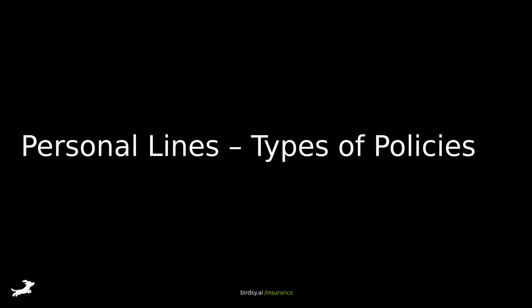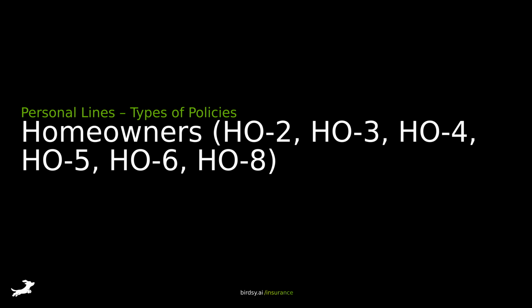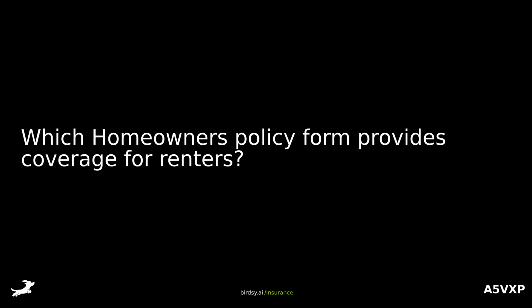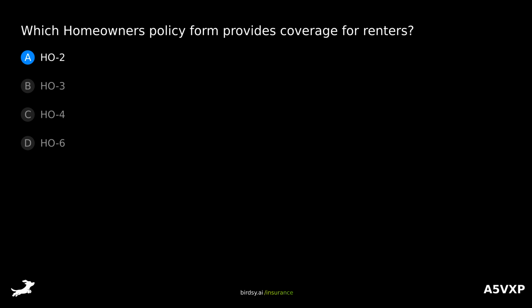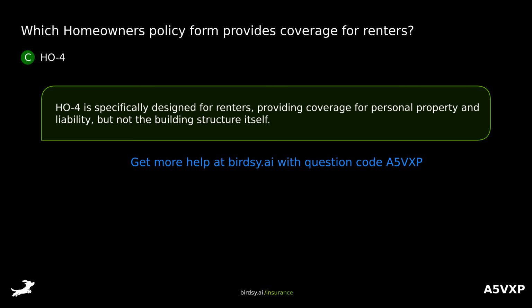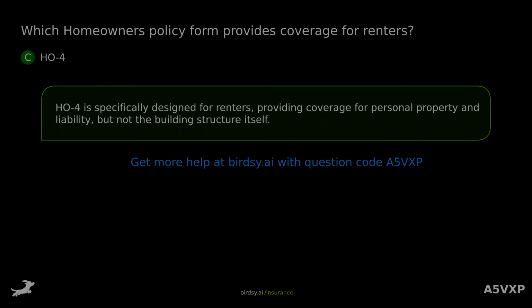Personal lines, types of policies. Homeowners. Which homeowners policy form provides coverage for renters? Is it A, Homeowners 2 policy, B, Homeowners 3 policy, C, Homeowners 4 policy, or D, Homeowners 6? The answer is C, Homeowners 4 policy. Homeowners 4 is specifically designed for renters, providing coverage for personal property and liability, but not the building structure itself.